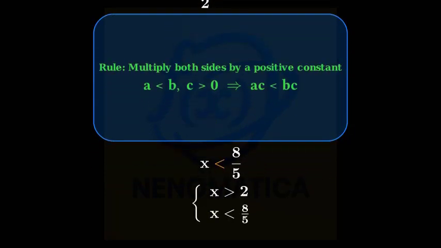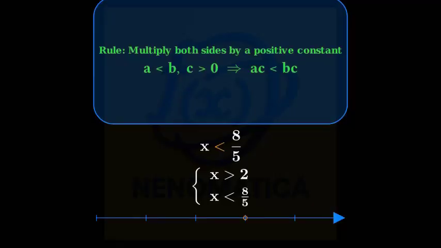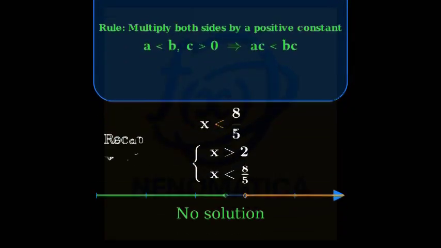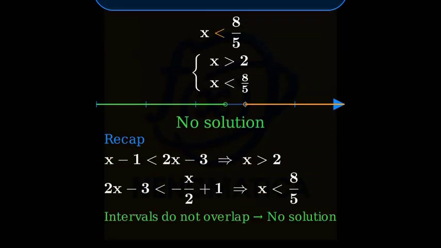We need x greater than 2 and x less than 8/5 simultaneously on a number line. These intervals do not overlap, so the system has no solution. Summary: we solved each inequality exactly as shown, obtained x greater than 2 and x less than 8/5, and confirmed on the number line that there is no overlap. Therefore, the system has no solution.